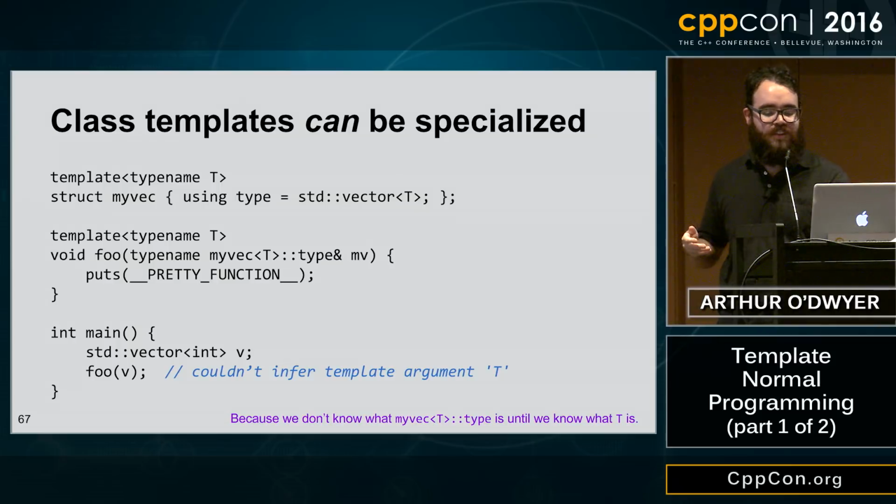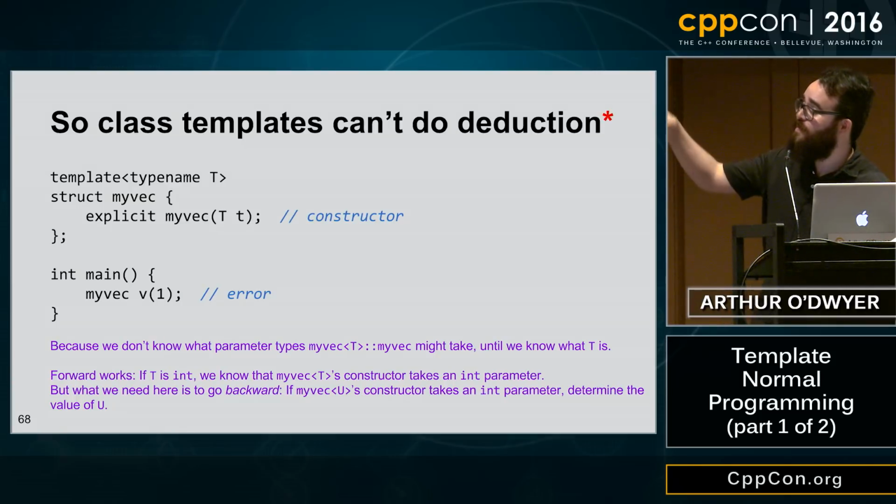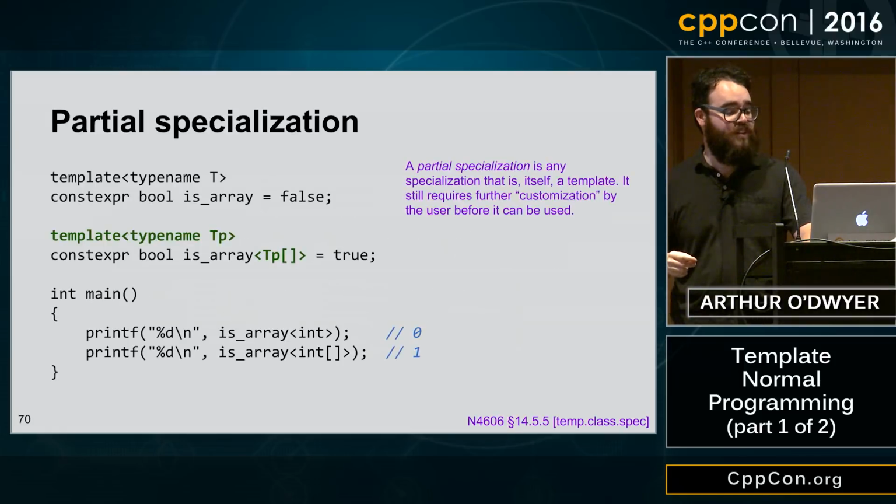How many people have seen errors like this? Yeah. All right, well, now you know why. So class templates can't do deduction because we don't know. We'll cover that later. Now you know everything there is to know about full specialization.